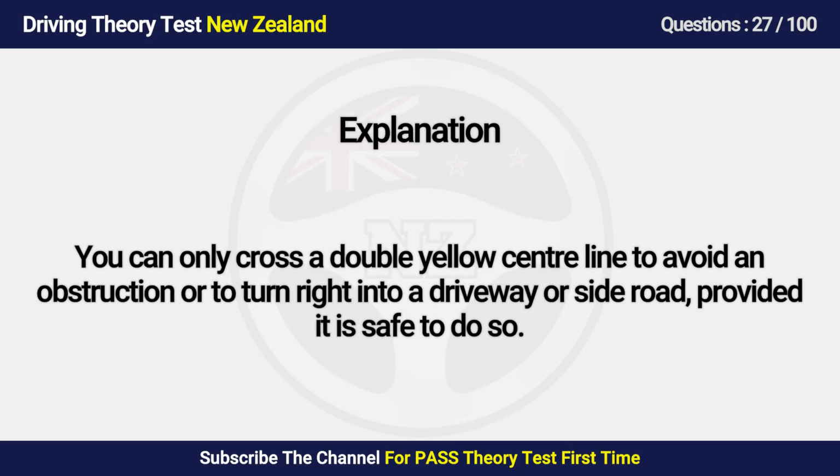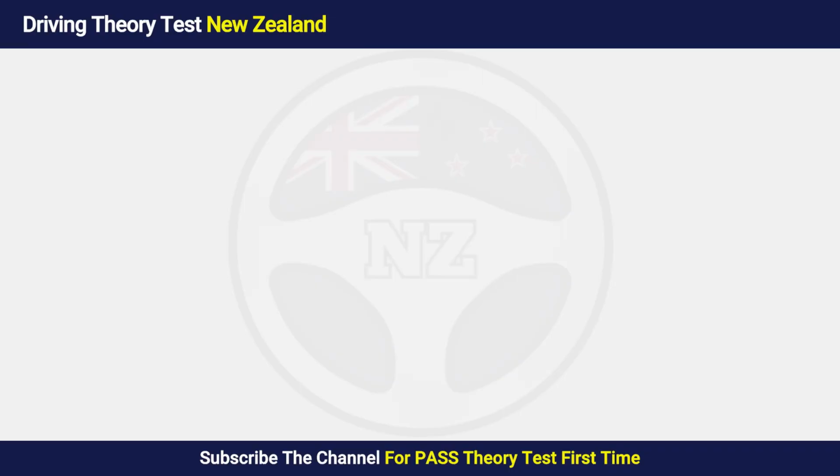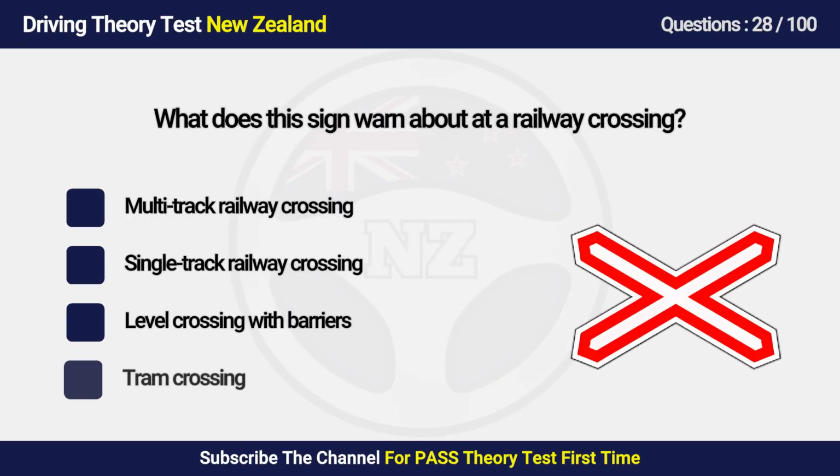You can only cross a double yellow center line to avoid an obstruction or to turn right into a driveway or side road, provided it is safe to do so. Question 28. What does this sign warn about at a railway crossing? A. Railway crossing. B. Railway crossing. C. Level crossing with barriers. D. Tram crossing.